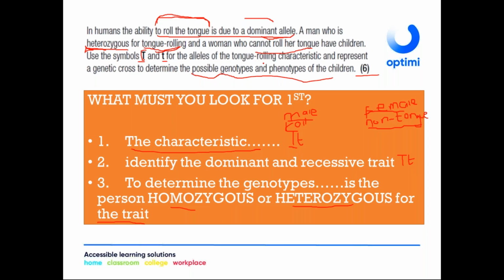The female is a non-tongue roller, meaning she's got the recessive allele and it's homozygous. If she had capital letter T as well, it would mean that she can roll a tongue. But they told us she's a non-tongue roller, so this means she will have recessive genes of this tongue rolling characteristic, small letter t. Okay, so now that we've determined the genotypes, we can go on into our Punnett square.